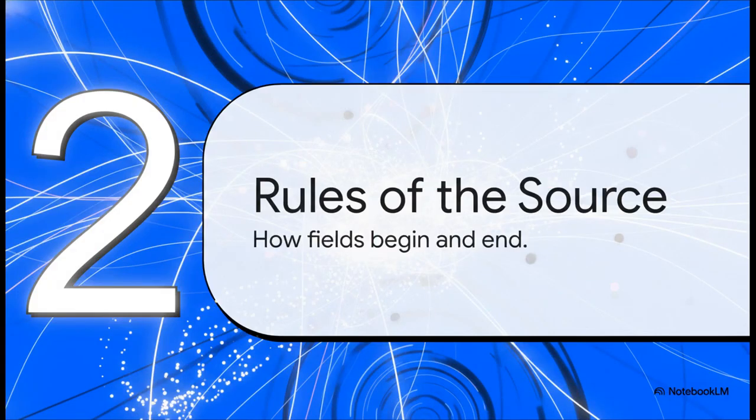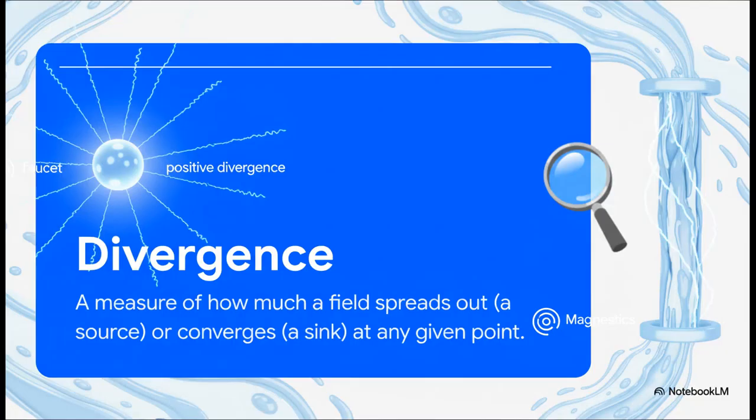Okay, so let's start with the first two rules. You can think of these as the static rules. They basically describe where the electric and magnetic fields come from in the first place, how they begin and how they end. Now, to really get these first two rules, we need to understand a concept called divergence. And don't worry, it's easier than it sounds.